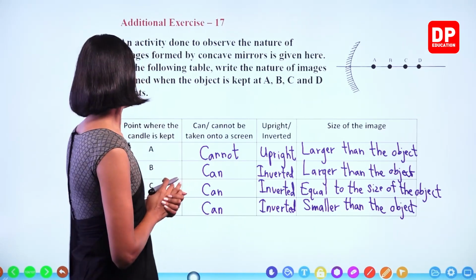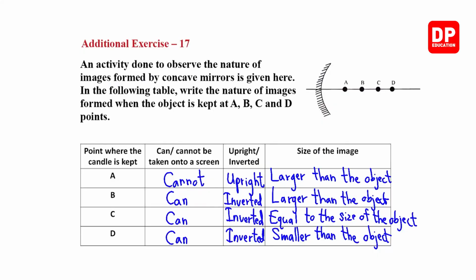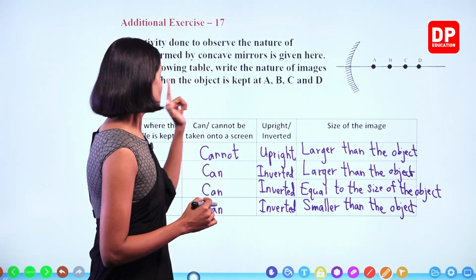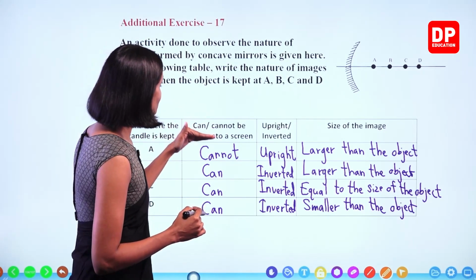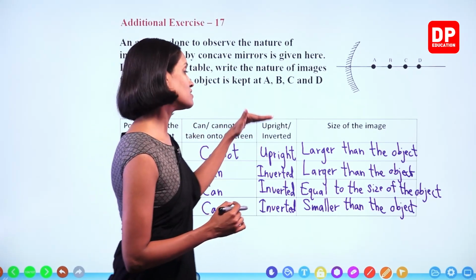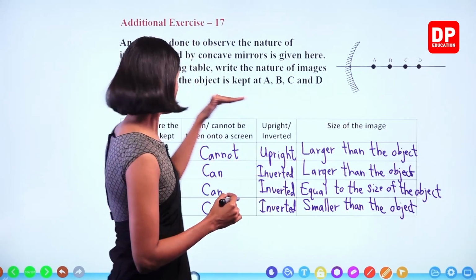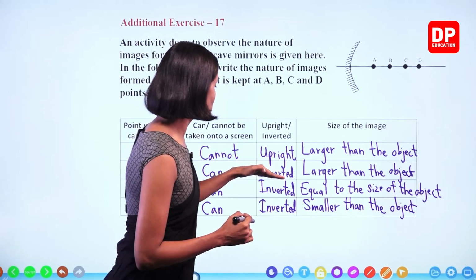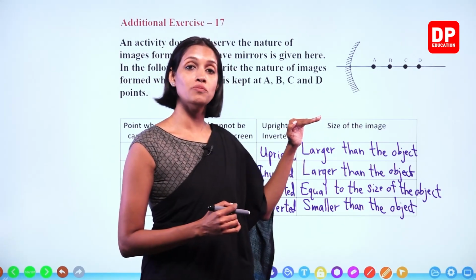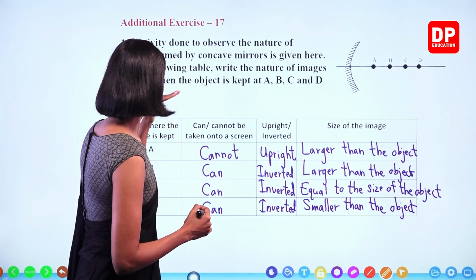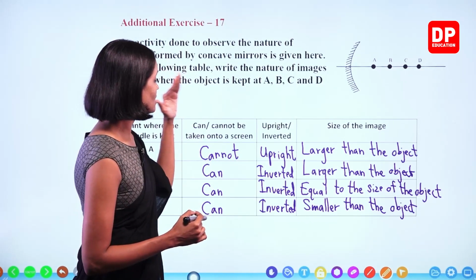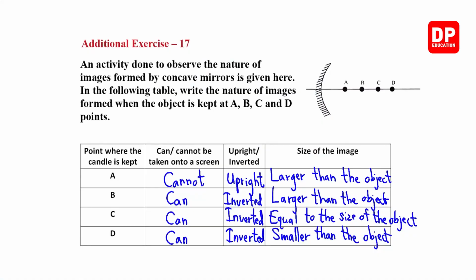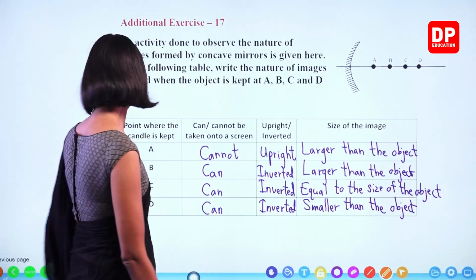Right, children? So at A, the image cannot be taken onto a screen, that is upright and larger than the object. At B, the image can be taken onto a screen, it is inverted and still larger than the object. At C, the image can be taken onto a screen, inverted and equal to the size of the object. Right? At D, it can be taken onto a screen, inverted and smaller than the object. We'll move on to the next.